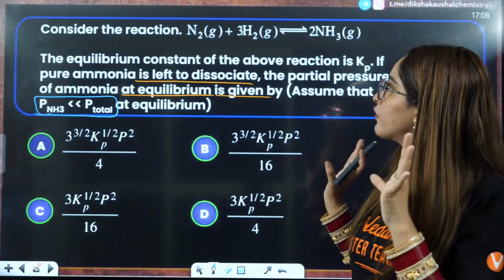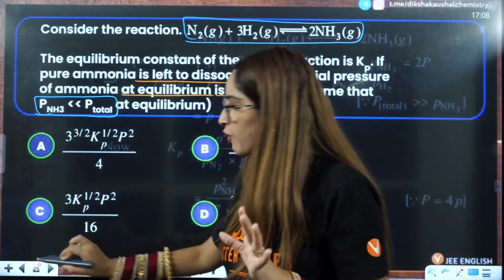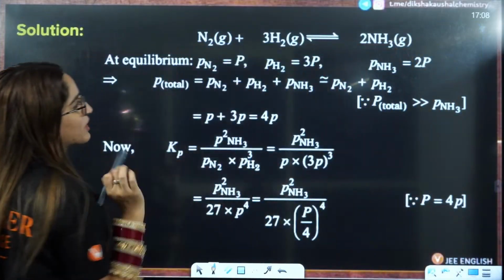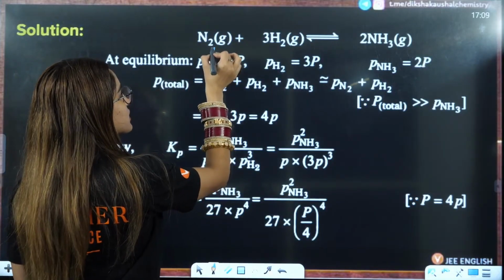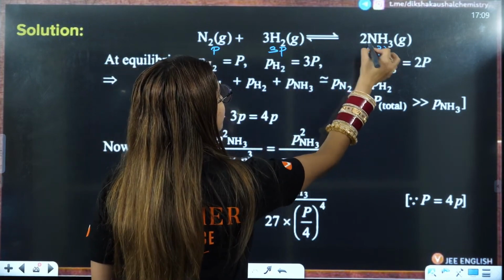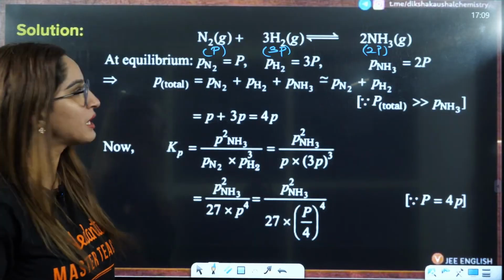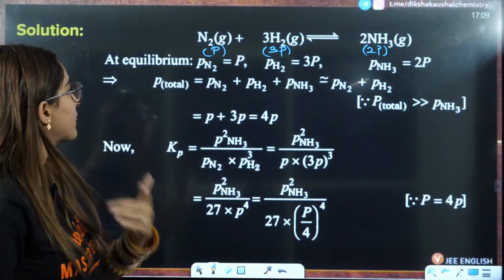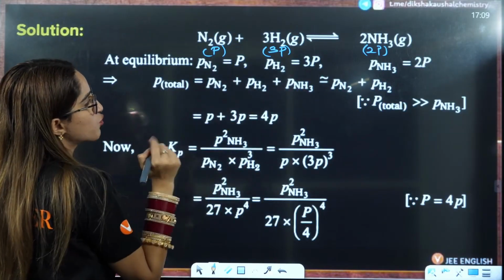So now the same thing we will apply here. This is the equation you have. Let us see how to solve this. The same formula of Kp we will apply, right? So this is the equation that you have. We know that here the pressure at equilibrium, this will be P, this will be 3P, this will be 2P, right? That is the pressure at equilibrium, in terms of total pressure, that is capital P. So here you have written this as P, this as 3P, this as 2P.